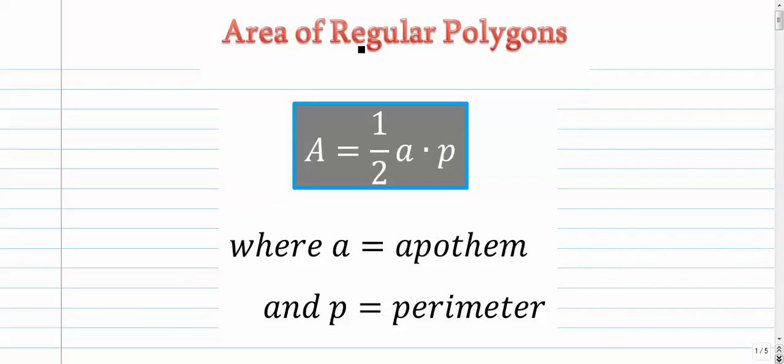Our video on how to find the area of regular polygons. The formula is pretty simple, right? Area is equal to 1/2 times the apothem times the perimeter. This word we'll define here in a second, but first it's probably important to understand what the word regular means.